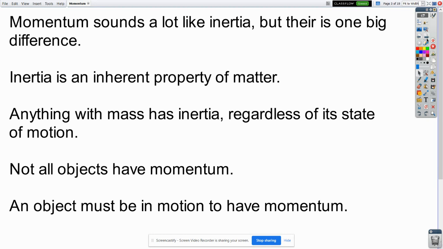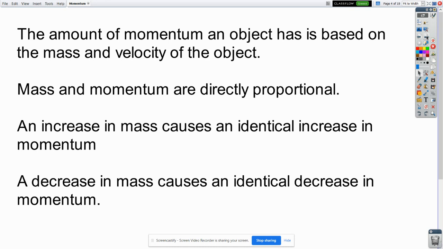Not all objects have momentum. An object must be in motion in order for that object to have momentum. The amount of momentum that an object has is based on the mass and the velocity of the object.